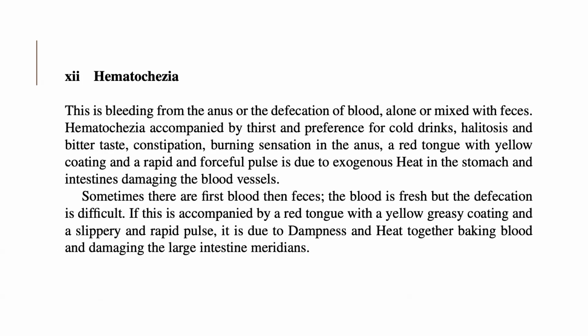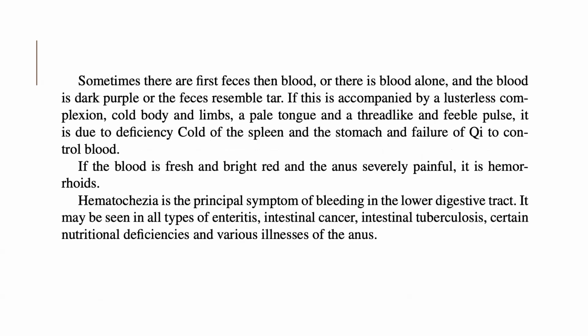This is accompanied by a red tongue with a yellow greasy coating and a slippery and rapid pulse. It is due to dampness and heat together baking blood and damaging the large intestine meridians. Sometimes there are first feces then blood, and then there is blood alone, and the blood is dark purple or the feces resemble tar. If this is accompanied by a lusterless complexion, cold body and limbs, a pale tongue, and a thread-like and feeble pulse, it is due to the deficiency cold of the spleen and the stomach, and failure of qi to control blood. If the blood is fresh and bright red and the anus severely painful, it is hemorrhoids.